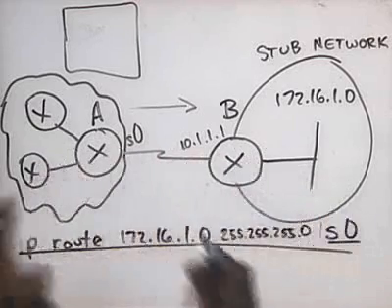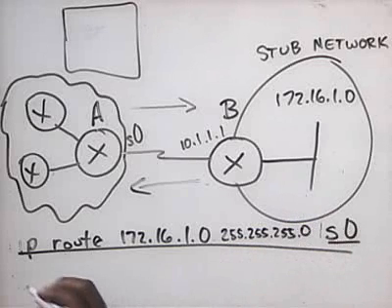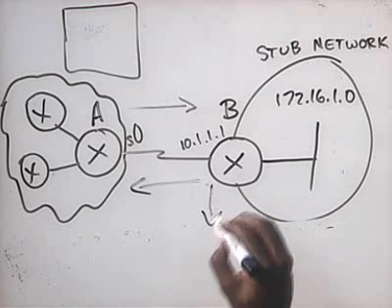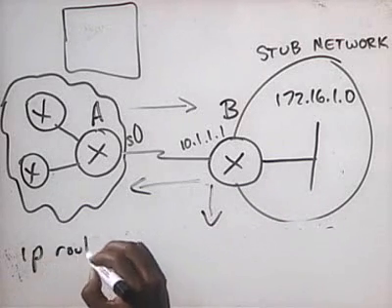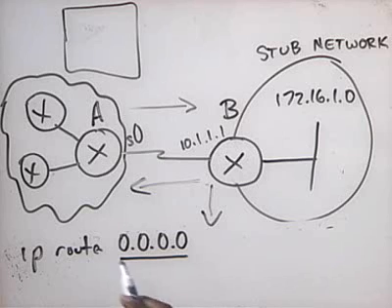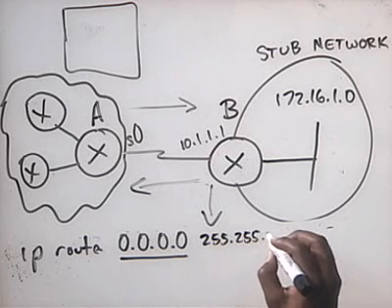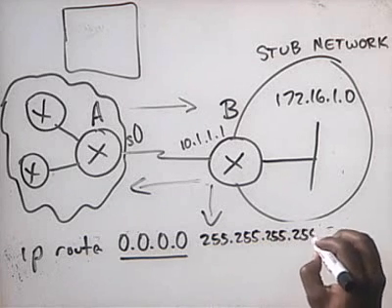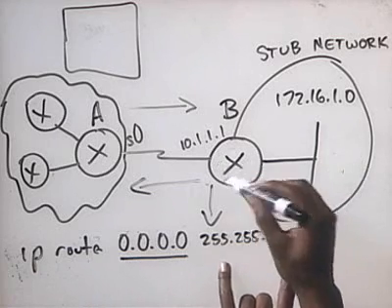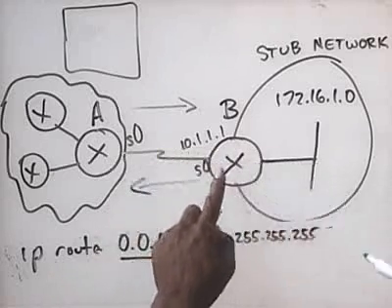Now, coming out of that stub network, we would configure a special type of static route called a default route. Here on router B, the syntax would be ip route any network, all zeros there, any network with any mask. We'll indicate that with all 255s or all ones in the mask. Any network with any mask, we're going to route that out of serial 0 here, out of router B.